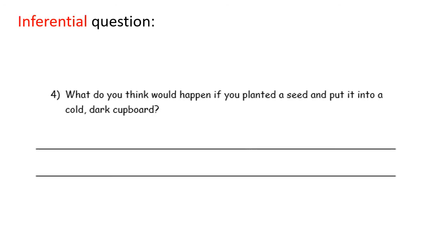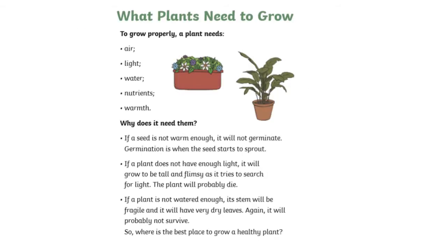So your last question of the day is an inferential question, and this is one of the questions where you have to explain your opinion. Okay, it says, what do you think would happen if you planted a seed and put it into a cold, dark cupboard? Okay, so what would happen if you planted a seed and you put your seed in a cold, dark cupboard? So even though we're not going to find the answer in the text, the specific answer, we can go back to the text to see if we can find any clues to help us with our opinion.